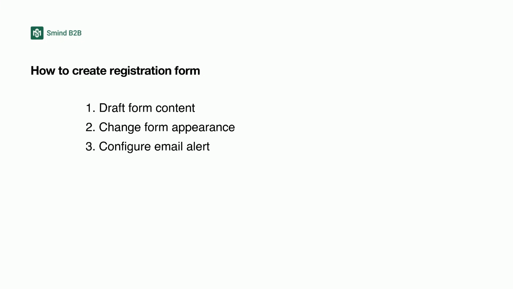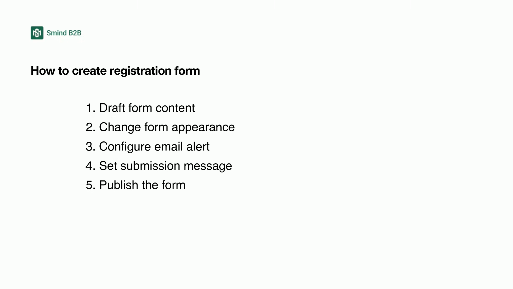Running a fully functioning registration form is a simple 5-step process. First, we draft the form content, which is adding all the specific questions and fields you want to ask. Second, we change the form appearance so it matches your brand's look and feel. Third, we configure email alerts so you get notified of a new buyer. Fourth, we set a submission message to thank them for applying. And finally, we publish the form directly to your storefront.